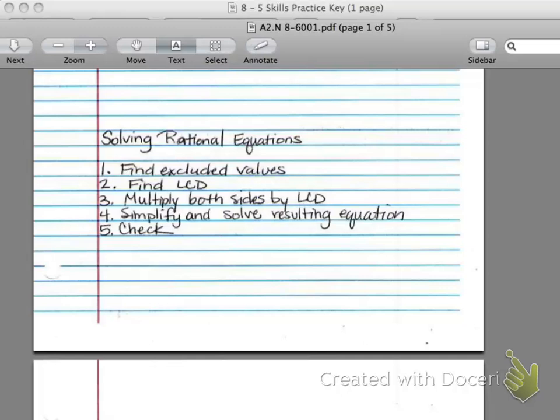Okay, we're going to solve rational equations and inequalities. We're going to have to move quickly, so try to hold your questions unless it's just dire until we get to the end of each example. Okay, so solving rational equations, the first thing you want to do is find the excluded values.